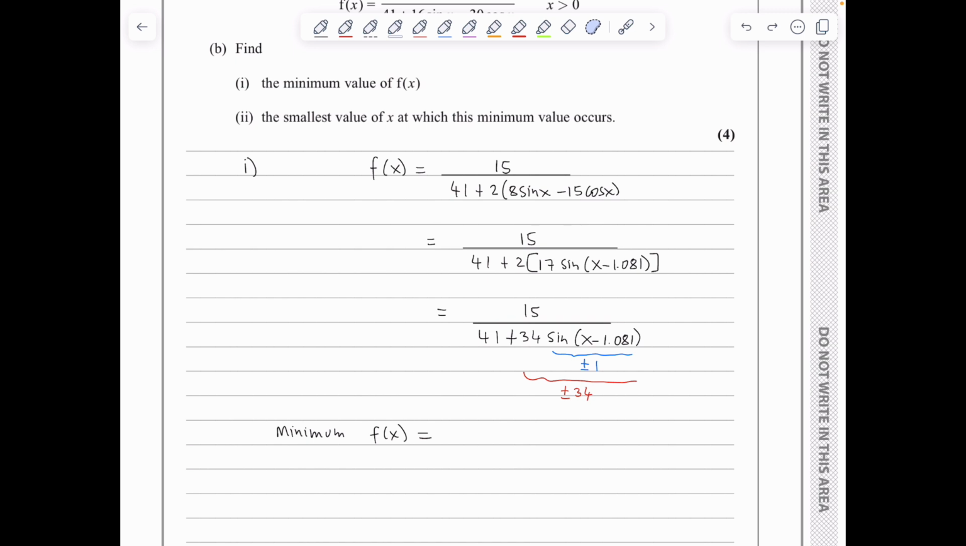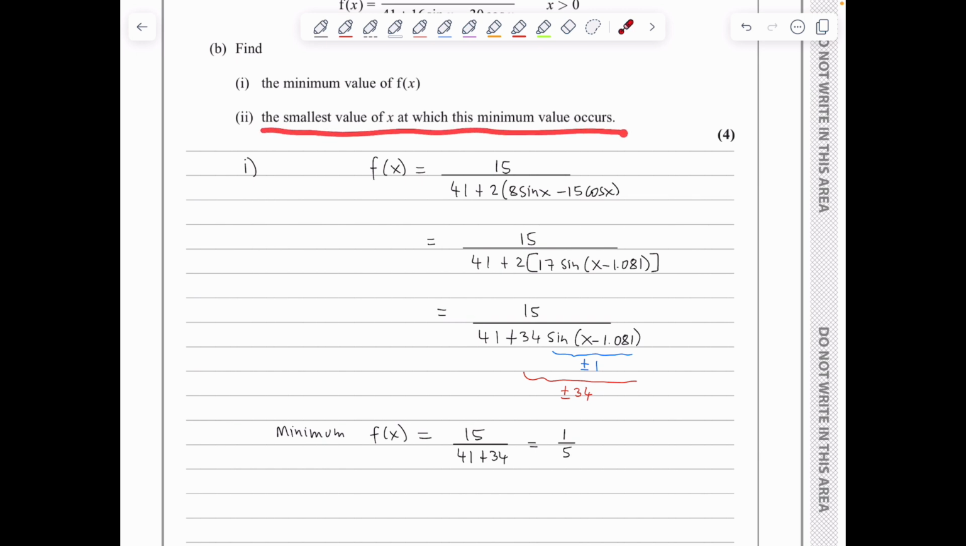And hence, for the minimum value of f of x, we need to make sure that the denominator is a maximum. So it's going to be 15 over 41 plus 34, which gives an answer of 1 over 5.